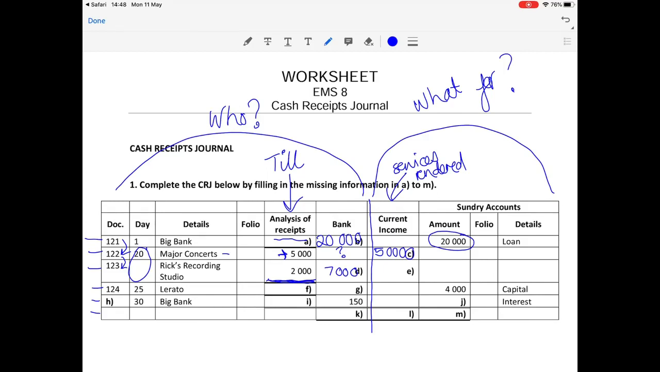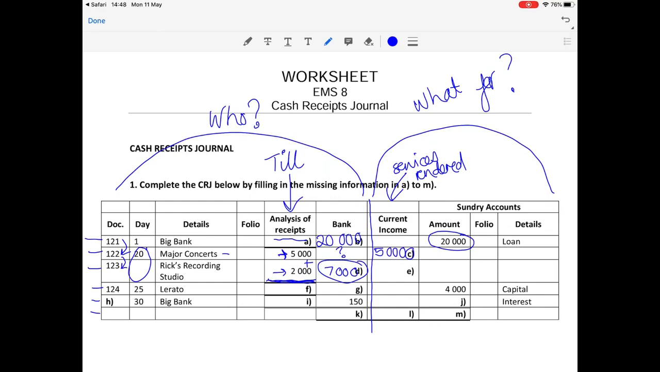We received it from Rick's Recording Studio. That is what is recorded in the details column. They paid us 2,000 Rand. Because it is in the analysis of receipts column, it must have gone through our till. We then always put our money in the bank column.